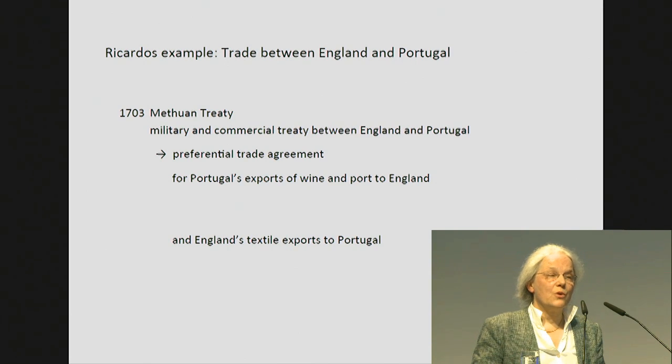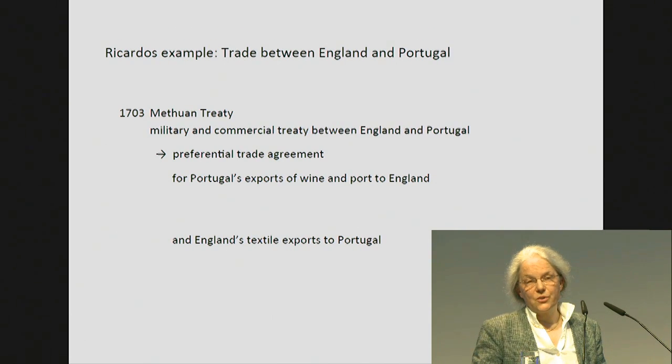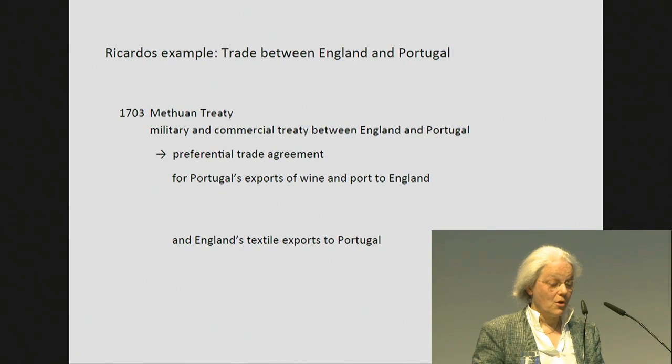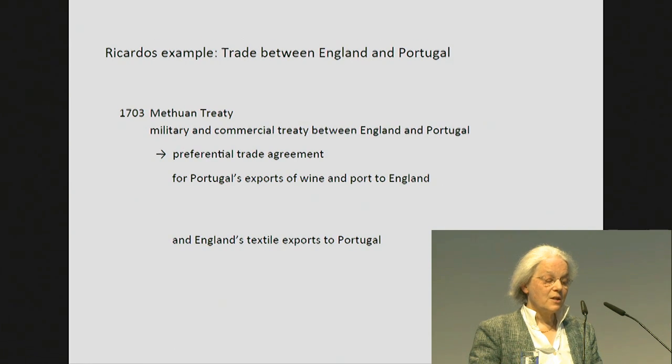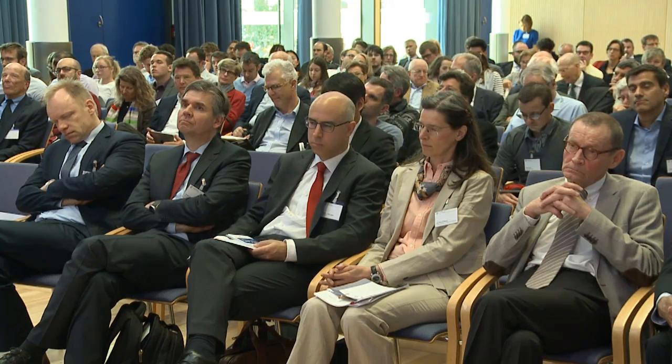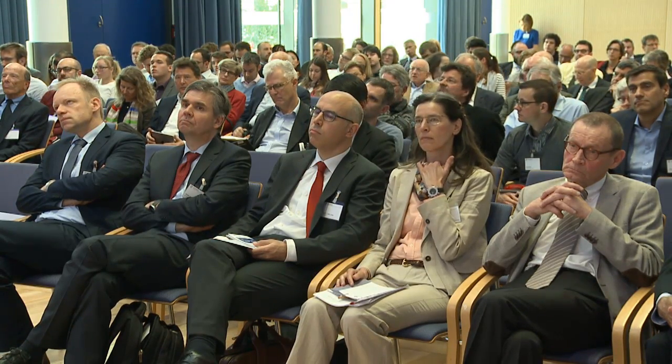The context was the independence of Portugal from Spain, and that Portugal wanted to stabilize its situation. So the treaty was a military and commercial treaty between England and Portugal, and the commercial part, that was an early preferential trade agreement, stating preferential treatment for Portugal's exports of wine and port to England, stating in particular that the tariff would be lower than the tariff for French wine, and for England's textile exports to Portugal.